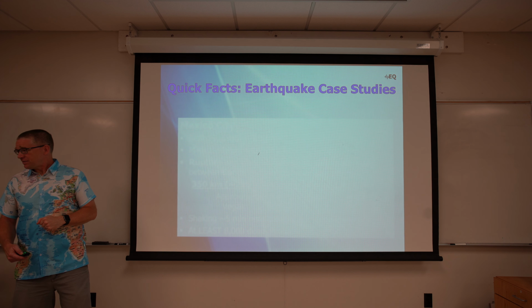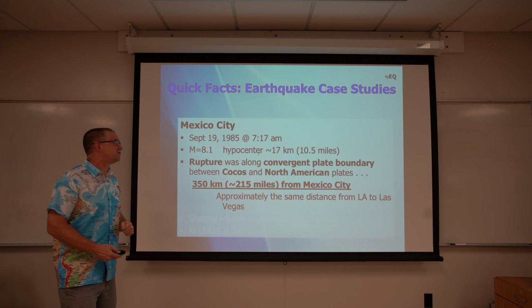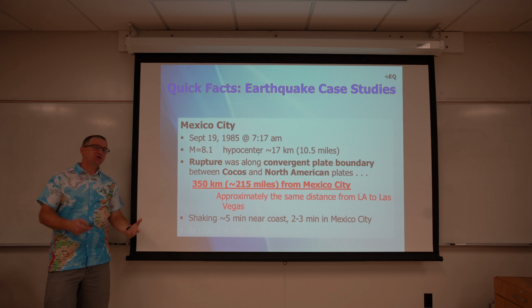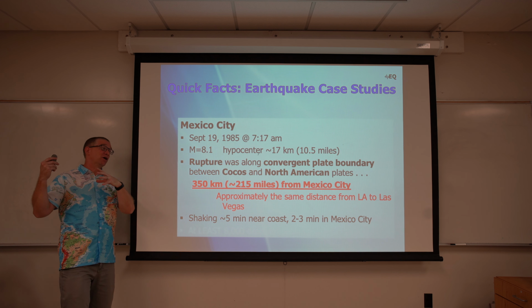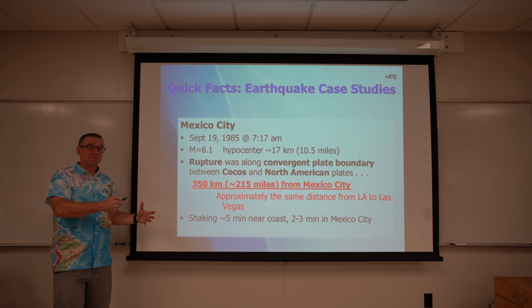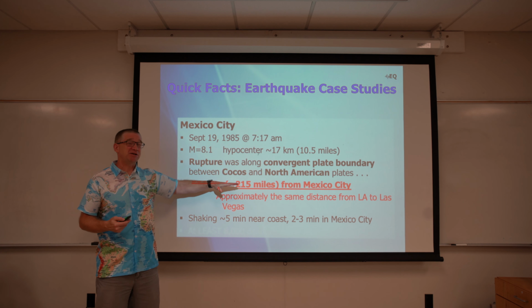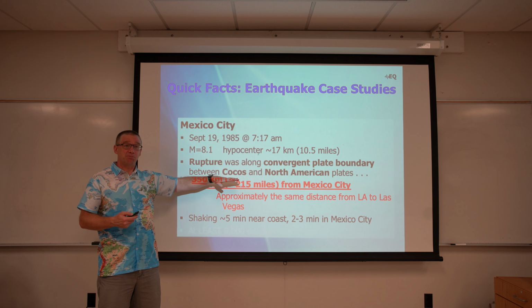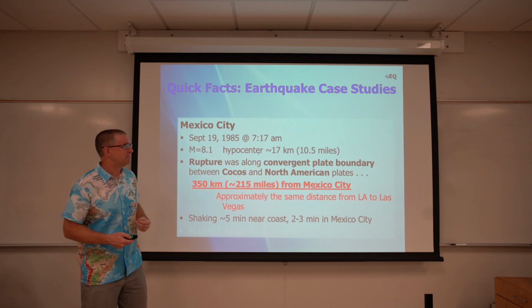All right. Mexico City real quick. What makes the Mexico City earthquake back in 85, an 8.1, so unusual is that so much of the destruction and death was so far from the epicenter. Mexico City itself was 215 miles from the epicenter of the earthquake. That's an astonishingly far distance to have that much damage in downtown Mexico City.